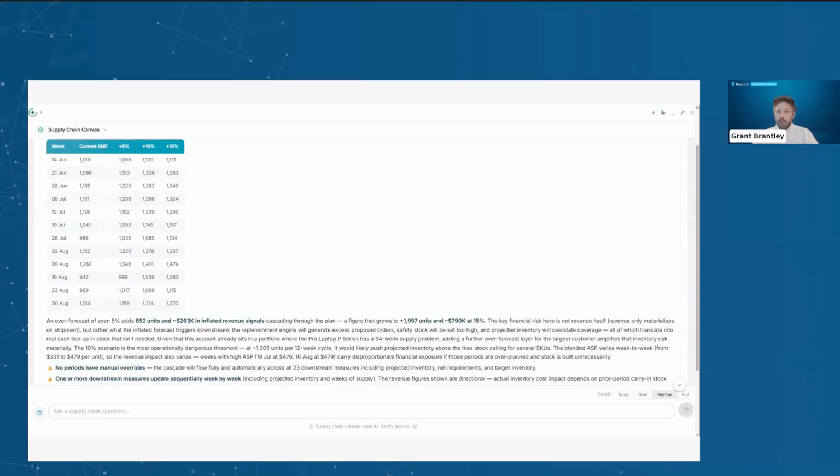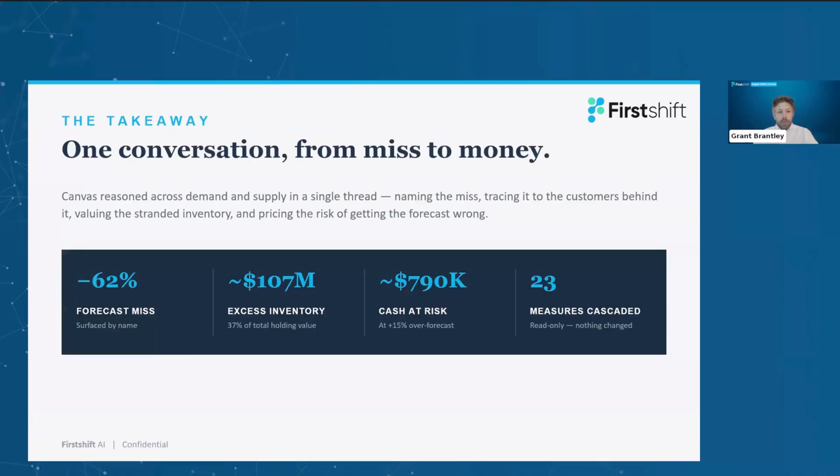And going through that, we see it's also cascading across all of the measures, right? So looking at the reasoning of the risk and figuring out where it is wrong, what that does to our inventory impact, and then bringing that in from a financial perspective as well. So overall, what we saw in that use case, going from the conversation, is: where is our forecast miss? How much excess inventory do we have on hand, and the total cash at risk for one of our customers? And then going across the entire supply chain. So not just looking at one of those measures, but really all the way from demand to supply, the entire supply chain plan throughout the system.